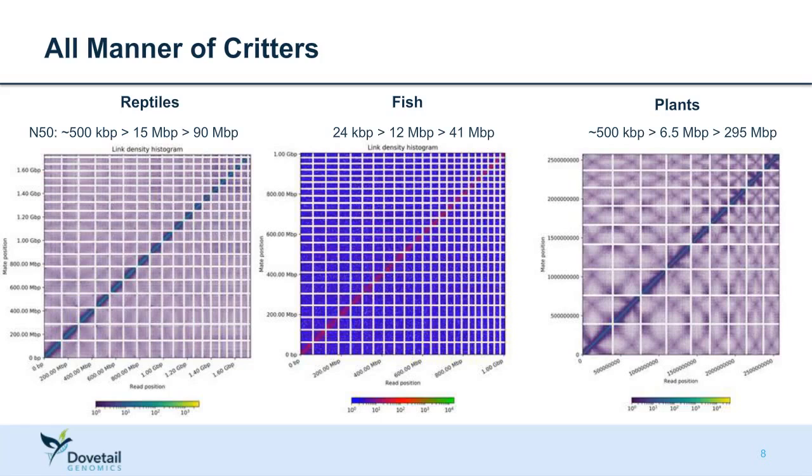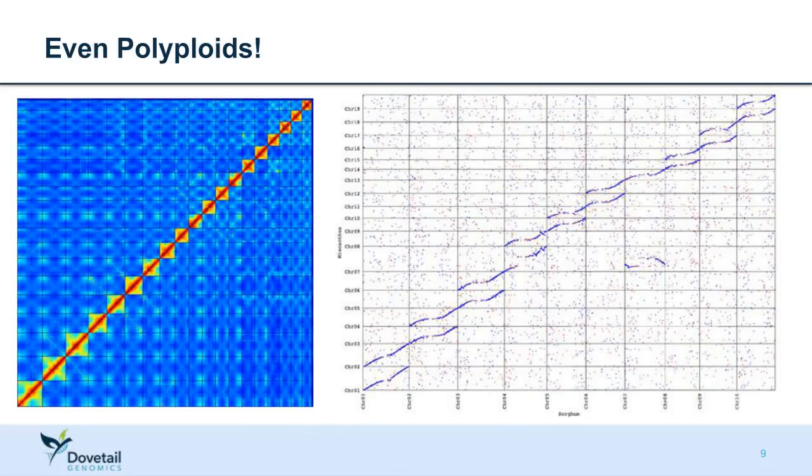After Chicago, we got 12 megabases, and when we add Hi-C, it was able to rescue that and reach 41 megabases. Same for plants, from 500 kilobases up to 6.5 megabases after we add Chicago, and all the way up to close to 300 megabases. At some point this is statistically not even exciting, because we are reaching a full chromosomal level. So this is just to illustrate the utility of this technology that we have here.